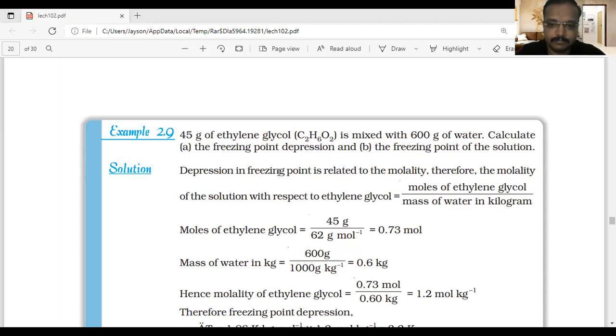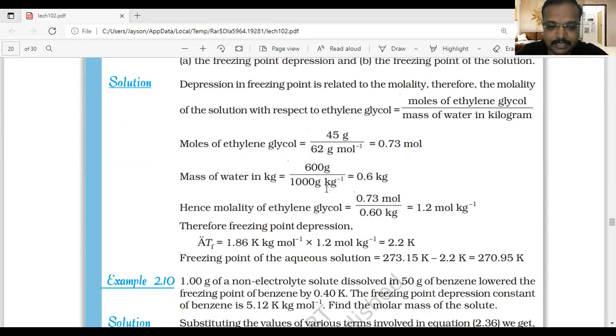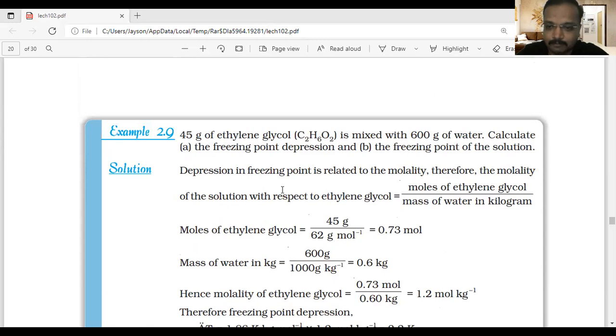Kf into molality, isn't it? So delta Tf, that you have to mention. Freezing point depression is the delta Tf we need to calculate. First of all, we have to find the number of moles of these substances. Depression in freezing point is related to molality. Therefore, the molality of the solution is with respect to ethylene glycol. So moles of ethylene glycol divided by mass of water in kilogram we shall find.